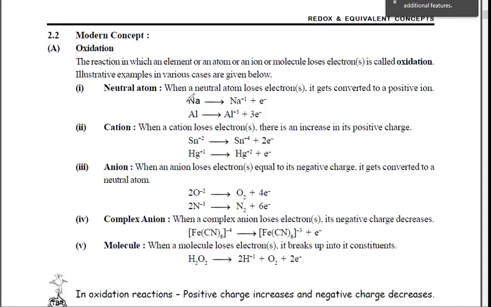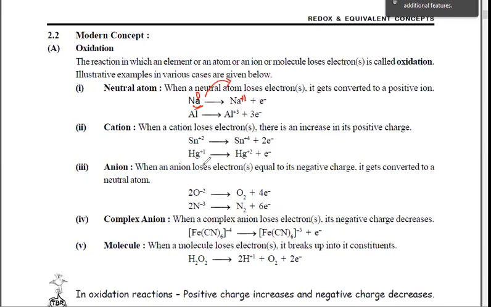So suppose we have a neutral atom. The charge on this atom is zero because it's neutral. There's no charge. Now, if it is giving one electron, so obviously this atom, Na, will lose its electron. So the charge will become plus one.